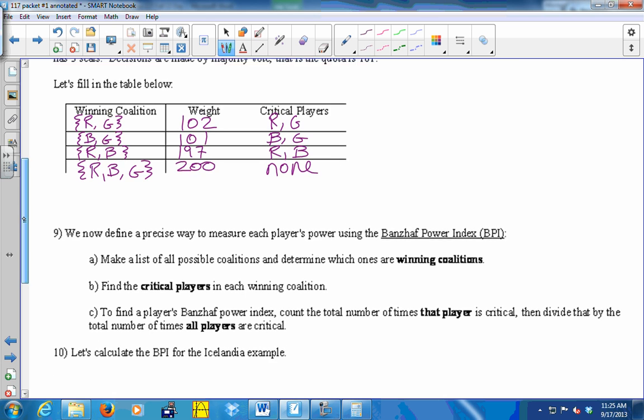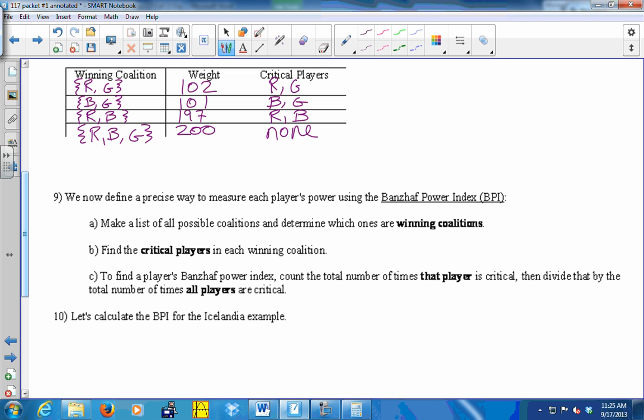All right, so now we're going to define a precise way to measure each player's power using something called the Banzhaf Power Index. Banzhaf is just a mathematician who came up with this. Step A is to make a list of all the possible winning coalitions. It can be helpful to write down every coalition and then determine which ones are winners, or you could just write down the winning coalitions like we did up here. Up to you. Step B, find the critical players in each winning coalition. We've done that.